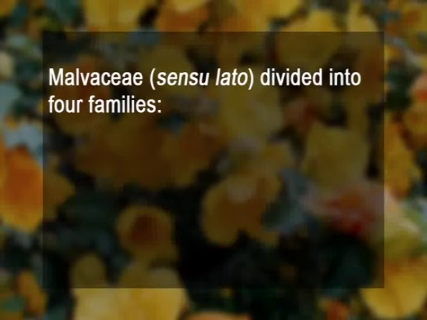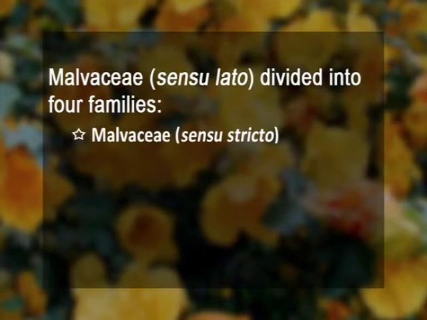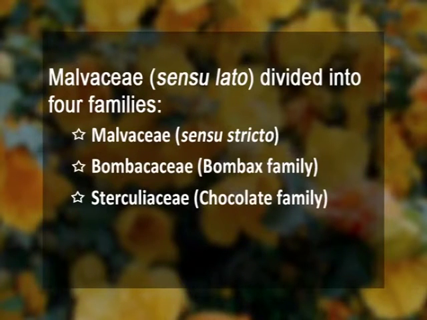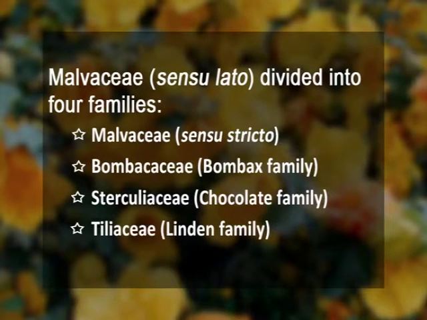Previously, from very early times, and still quite common nowadays even, the Malvaceae was divided into 4 families. The 4 different families were, first of all, the Malvaceae, but in a strict sense, what in taxonomy we call sensu stricto. Number two family was Bombacaceae, commonly known as the bombax family. Third family was Sterculiaceae, commonly known as the chocolate family, and the fourth one was Tiliaceae, commonly known as the linden family.